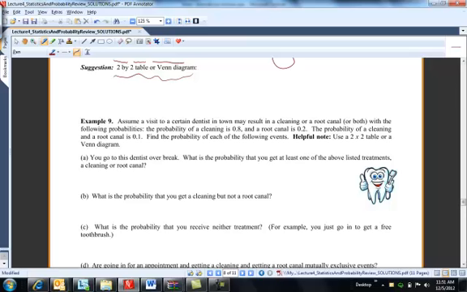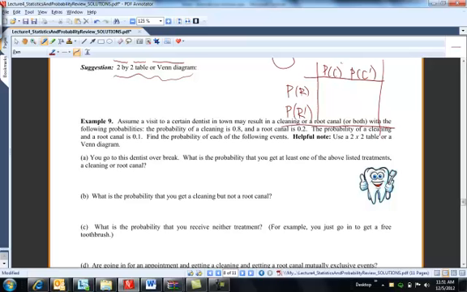Assume a visit to a dentist results in a cleaning or a root canal or both. That could be a really bad day for you. The probability of a cleaning is 0.8. So let me draw this 2x2. So probability of cleaning, not. And the other thing is probability of a root canal and probability of a root canal not. Okay, so there's my 2x2 table.